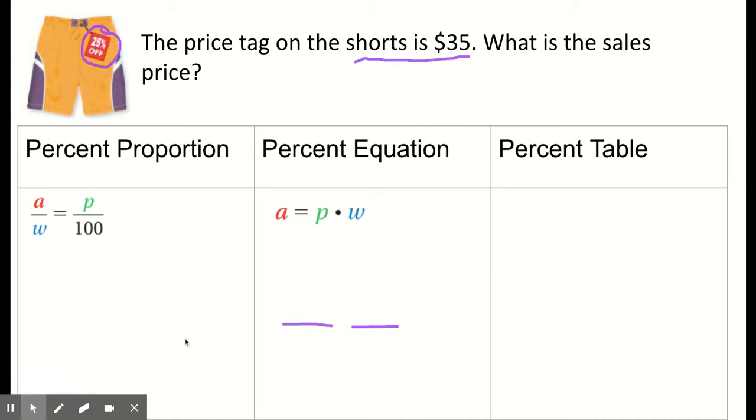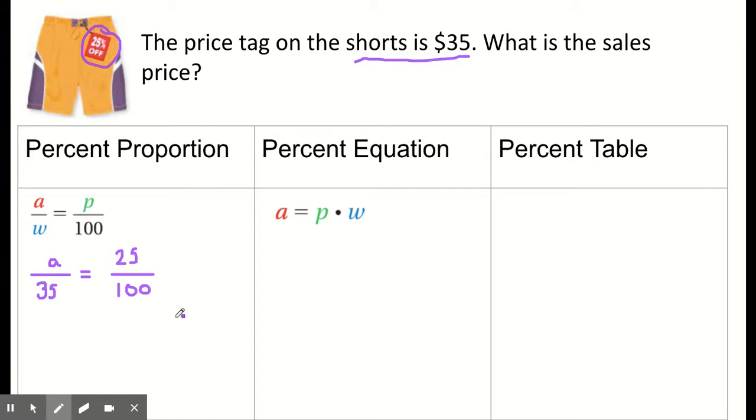Okay, so there's a couple ways that we can solve this. I'm going to use the percent proportion, the percent equation, and the percent table to try and solve this. Let me just go ahead and erase some stuff off our board. All right, so let's take a look. Let's use the percent proportion first. So we don't know the part yet, but we do know the whole is $35. And then the percent off would be 25. And then the 100.